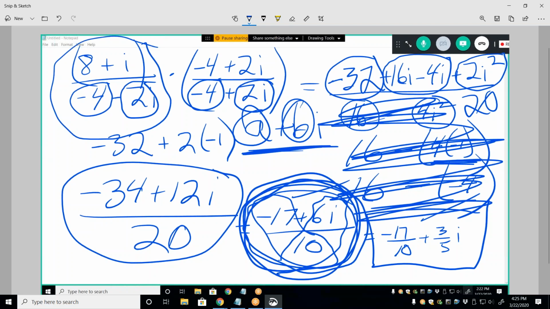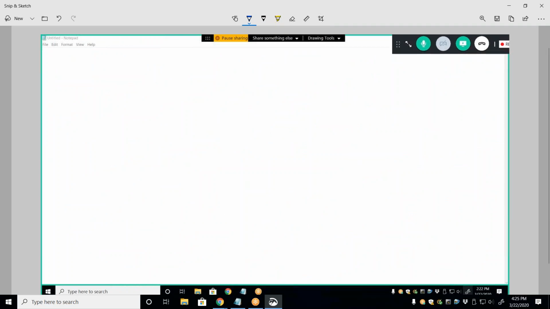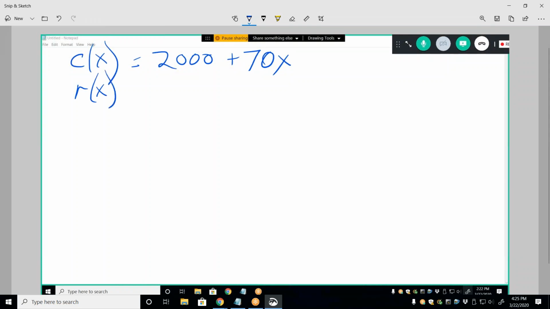All right, so a couple of these are interesting here. This one's another word problem. C of X equals 2000 plus 70X, and R of X equals 810X minus X squared.